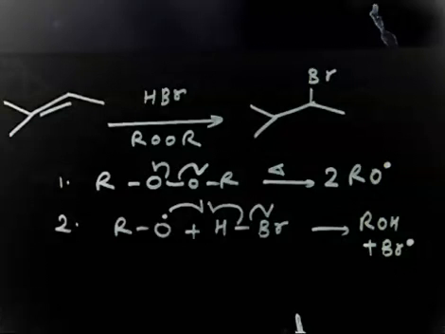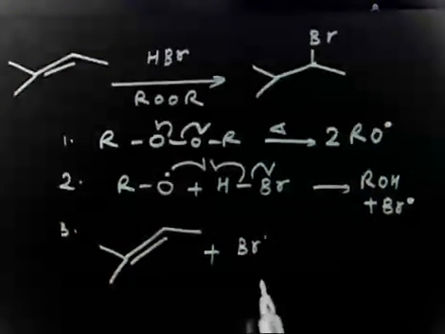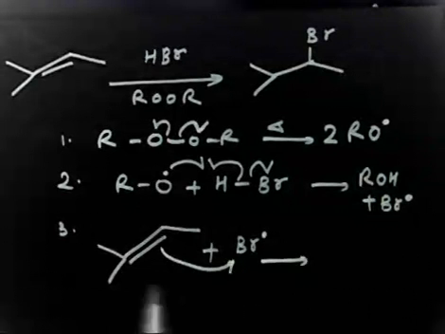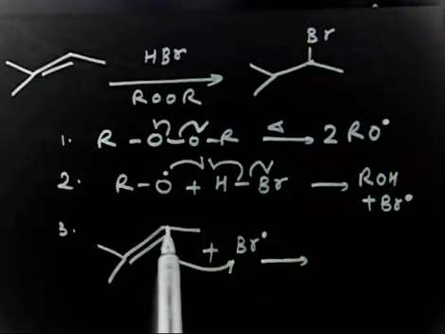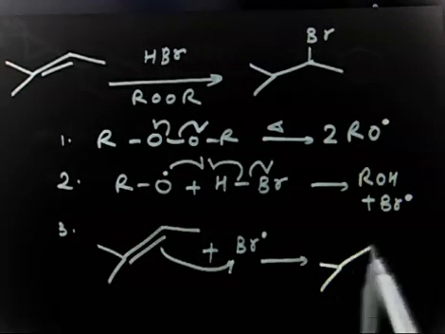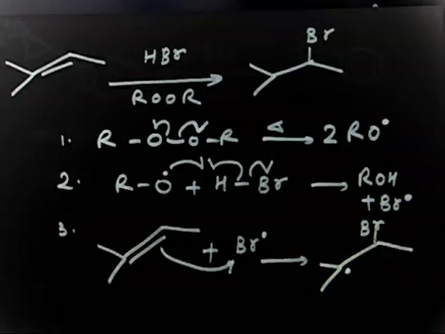Br dot will act as the electrophile. Now third step, you have this alkene, and on this alkene Br dot will add. If this Br dot adds, it can add at this position or this position. If I add at this position, I will get a tertiary radical. So I will have to add at this position, because tertiary radical is more stable than secondary radical.